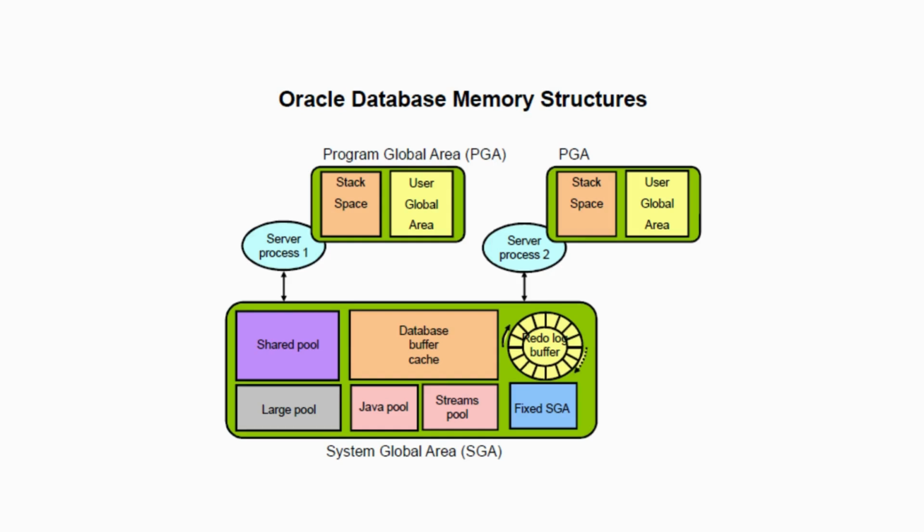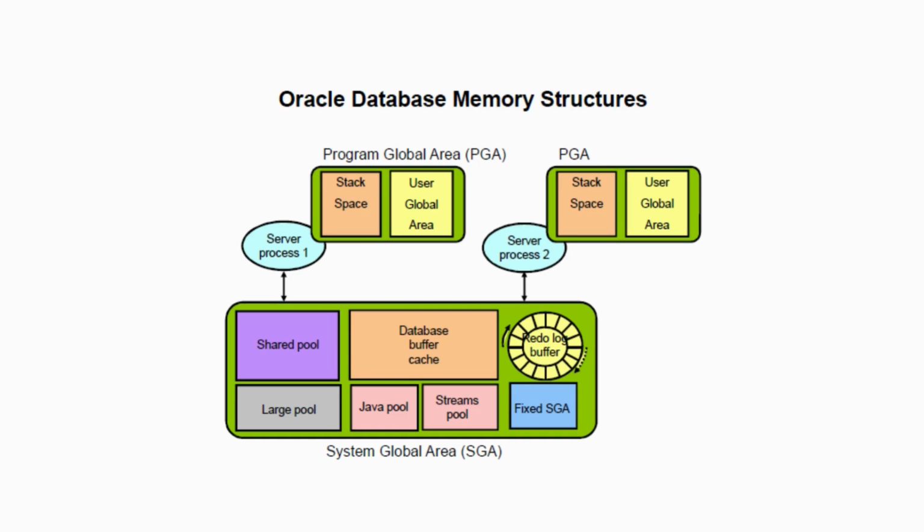Two basic memory structures are associated with an instance. System Global Area, SGA: a group of shared memory structures, known as SGA components, that contain data and control information for one Oracle database instance. The SGA is shared by all server and background processes. Examples of data stored in the SGA include cached data blocks and shared SQL areas.